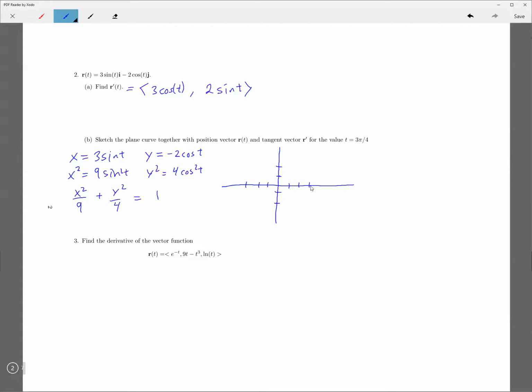So the vertices of the ellipse are here, here, here, and here. Now, because you have this negative here and this is a sine, this is not necessarily going to be when t is equal to 0. But what they really want is for you to figure out what happens when t is 3 pi over 2.